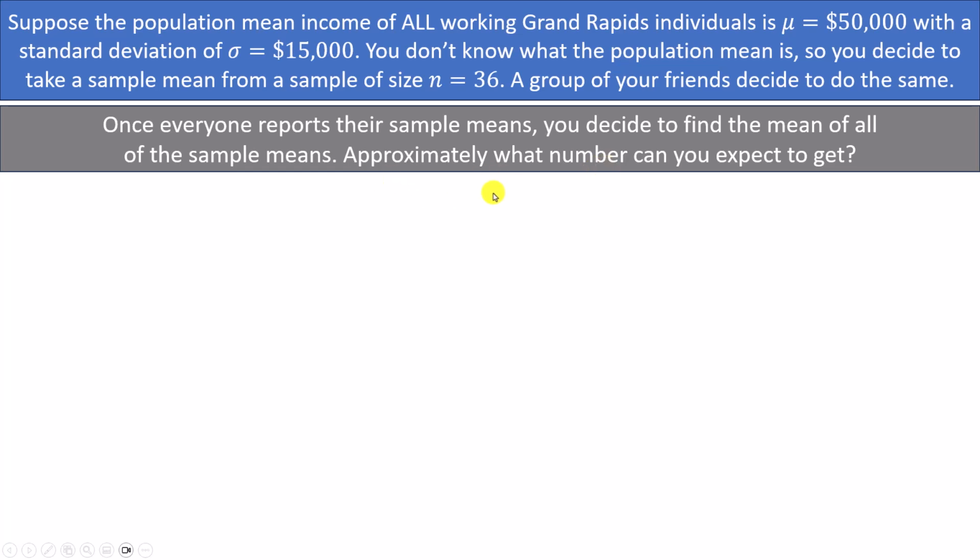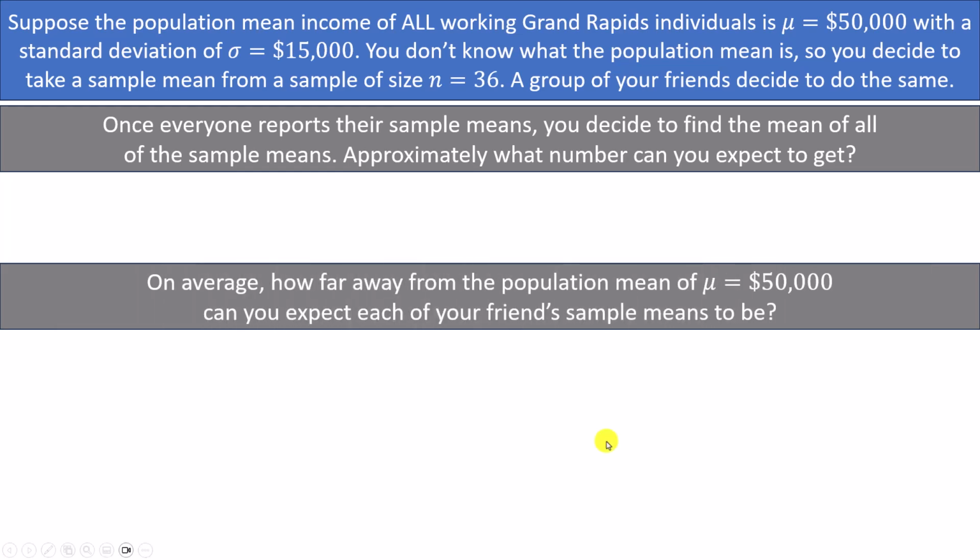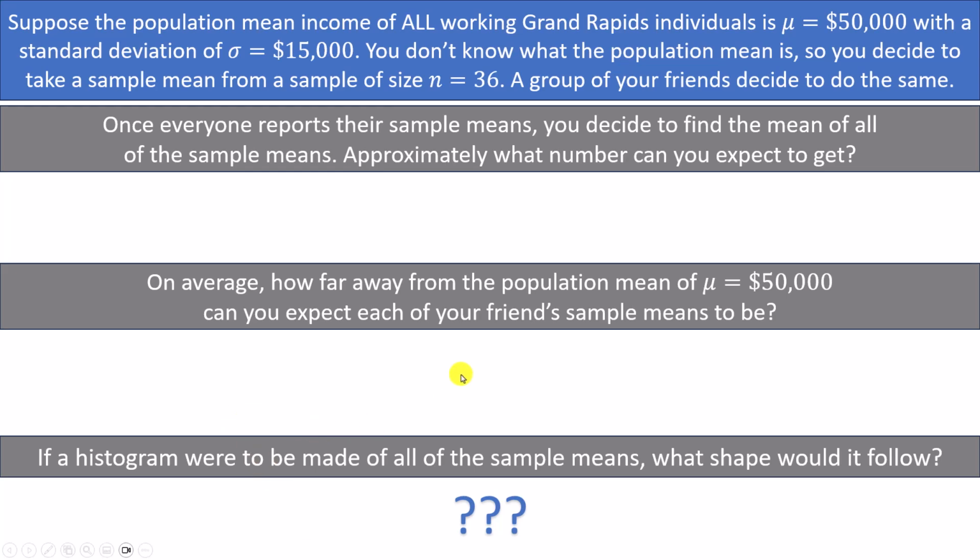This first question is asking for mu of x bar, so if you're stuck on this one, look back to the previous slide to help you out. On average, how far away from the population mean of mu equals $50,000 can you expect each of your friends' sample means to be? This is asking for the standard deviation of x bar, or the standard error, which you can find by taking the standard deviation of 15,000 and dividing by the square root of 36, the sample size. Finally, if a histogram were to be made of all the sample means, what shape would it follow?